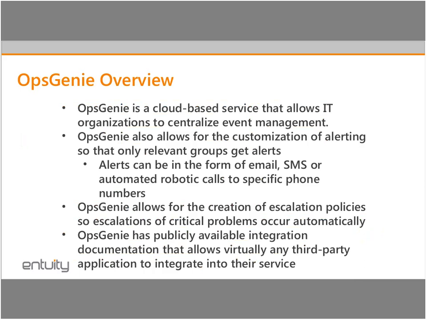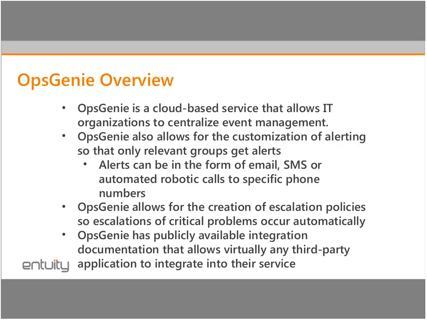OpsGenie allows for the customization of alerting so that only relevant groups get specific alerts. And they're very flexible in that alerts can be in the form of email, in the form of SMS messages, or in addition to that, they also will send out automatic robotic calls to specific phone numbers if the alerts haven't been acknowledged after a certain period of time.